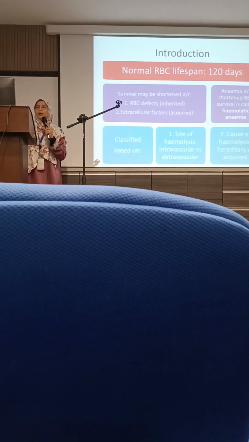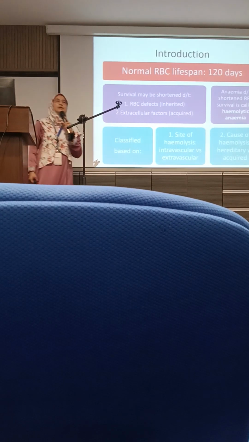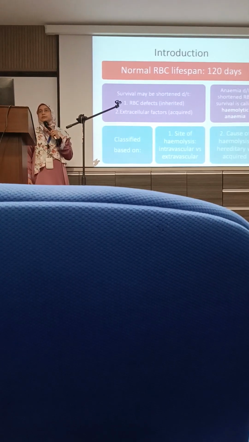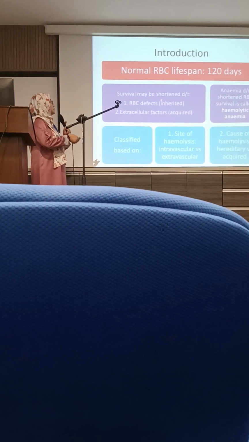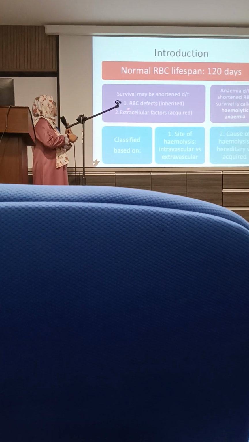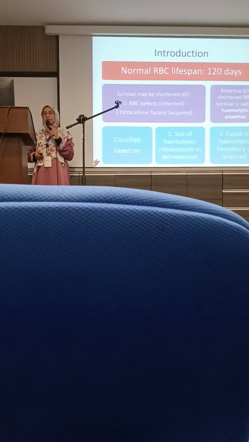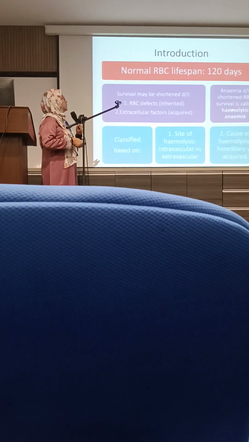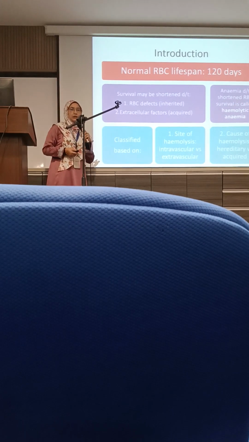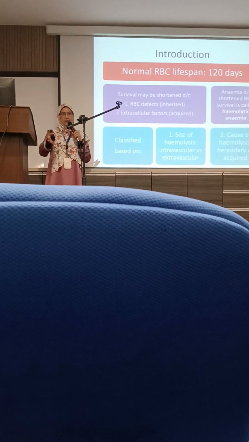Okay. Normal red cell lifespan is 120 days. But sometimes the survival may be shortened due to defect in the red cells. Most are inherited or due to defect in the extracellular factors, which is usually acquired. Okay. So anemia due to shortened red cell survival is called hemolytic anemia. It lyses before 120 days. Normally 120 days baru lyses kan?